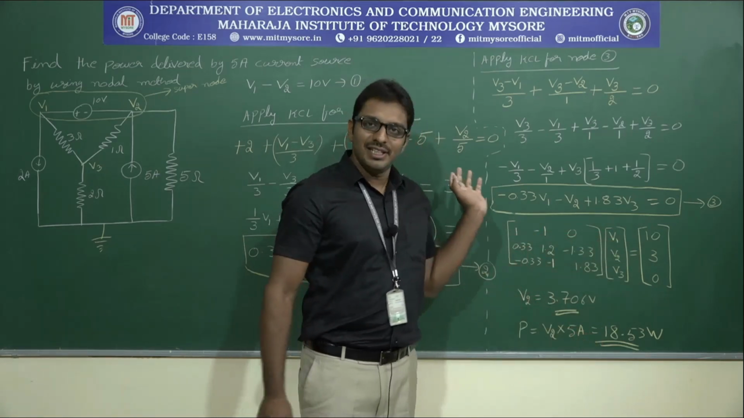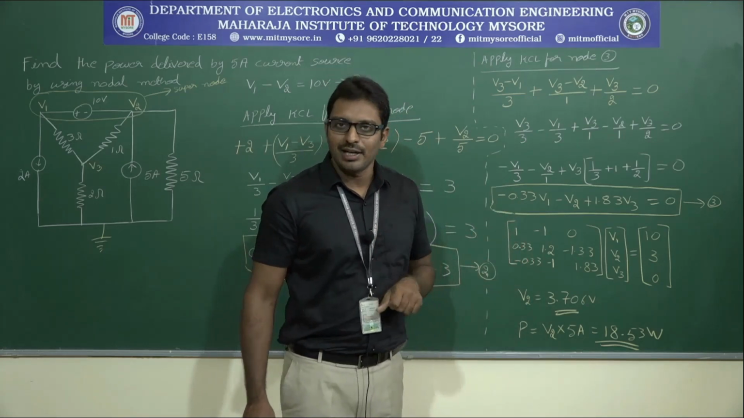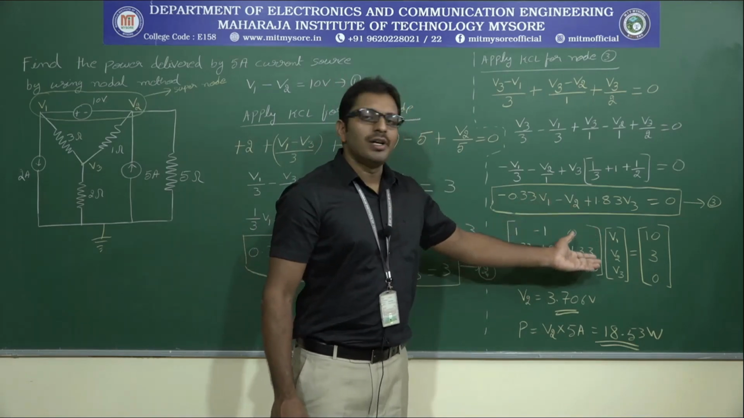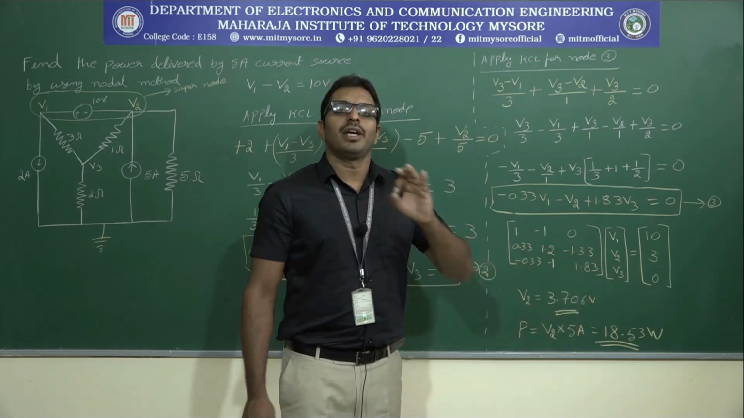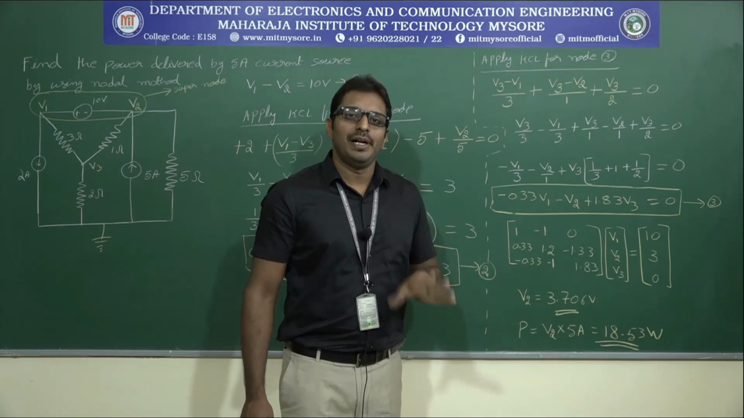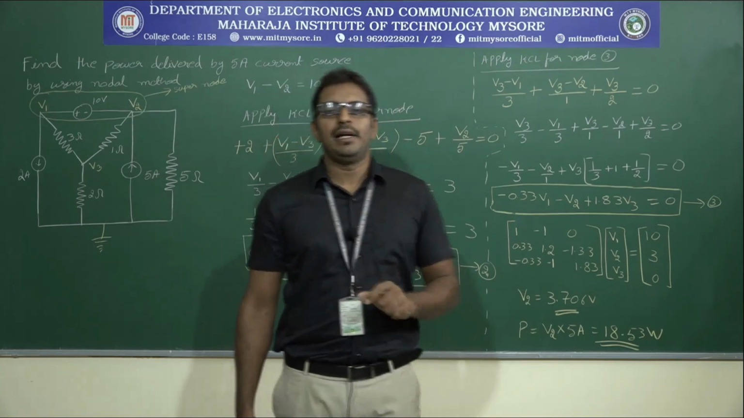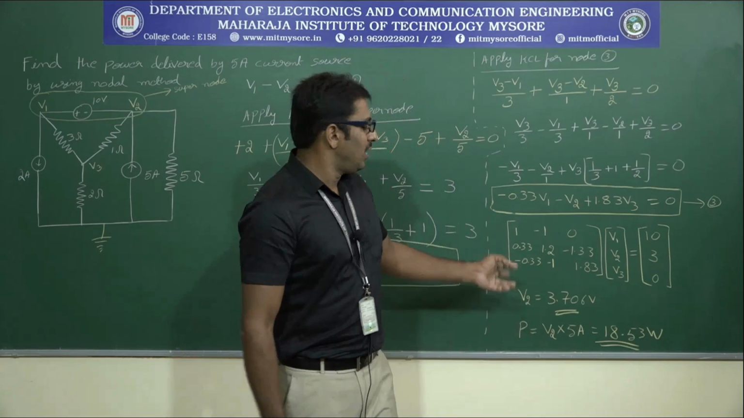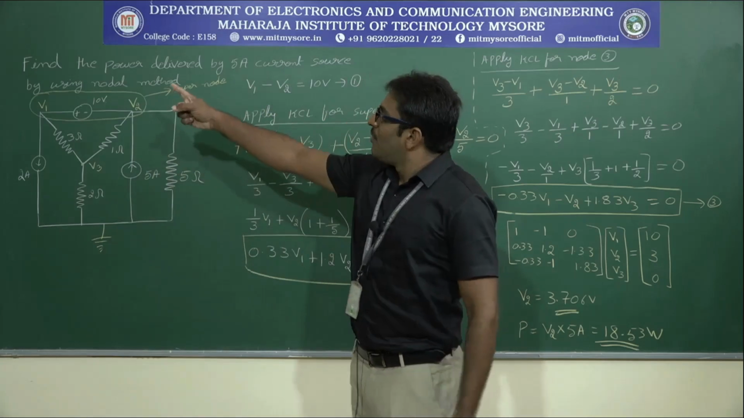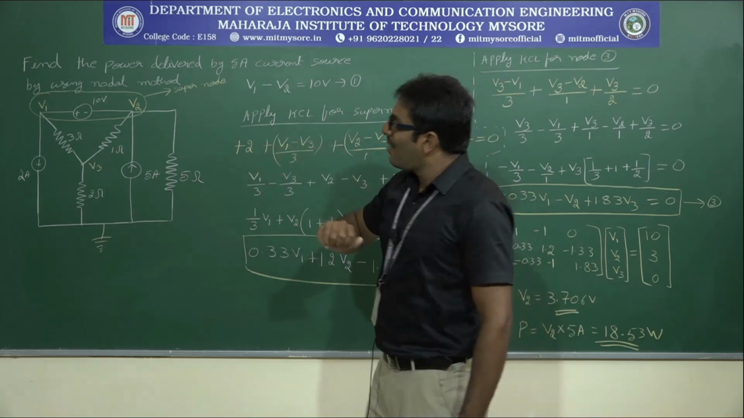Because it is a DC circuit, directly solve these 3 simultaneous equations using your calculator, by keeping the calculator in equation mode. So directly you will get V1, V2, V3. Or else you can apply Cramer's rule. First find delta, delta 1, delta 2, delta 3. Already I explained how to apply Cramer's rule and how to find delta, delta 1, delta 2, delta 3. So finally you will get V2 directly. Because the question is, find the power delivered by the 5 ampere current source. Where is the 5 ampere current source?